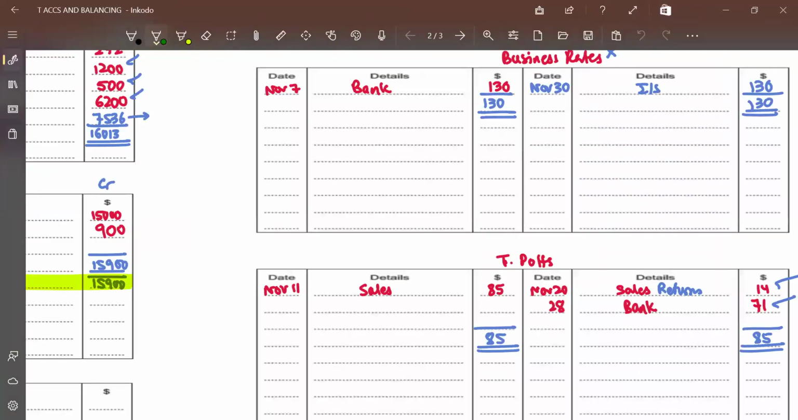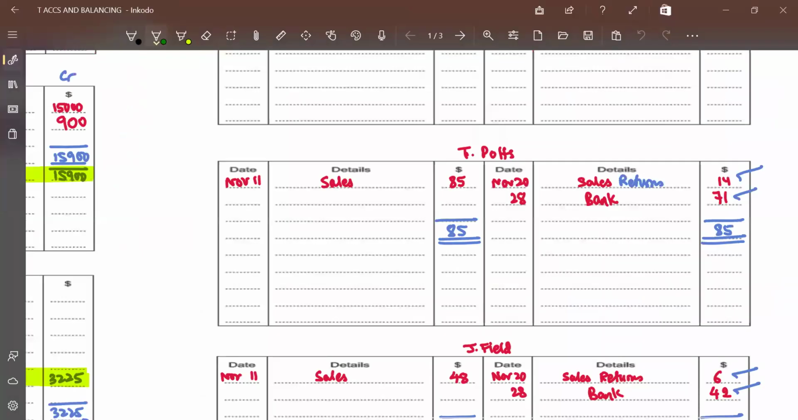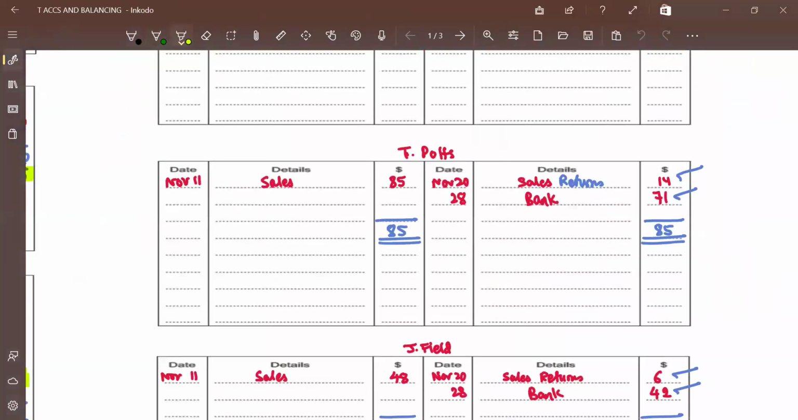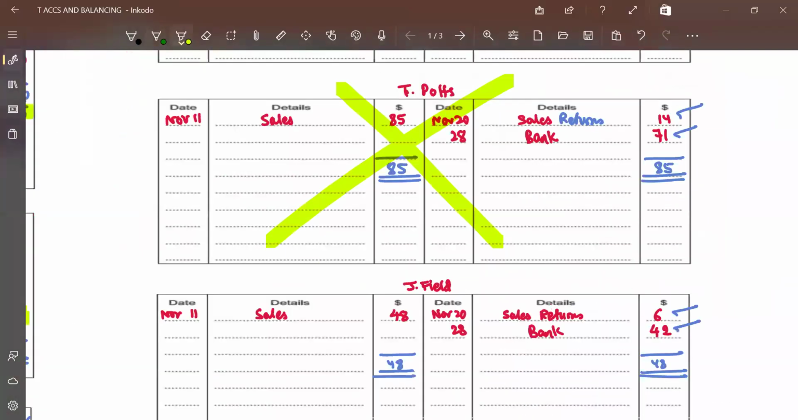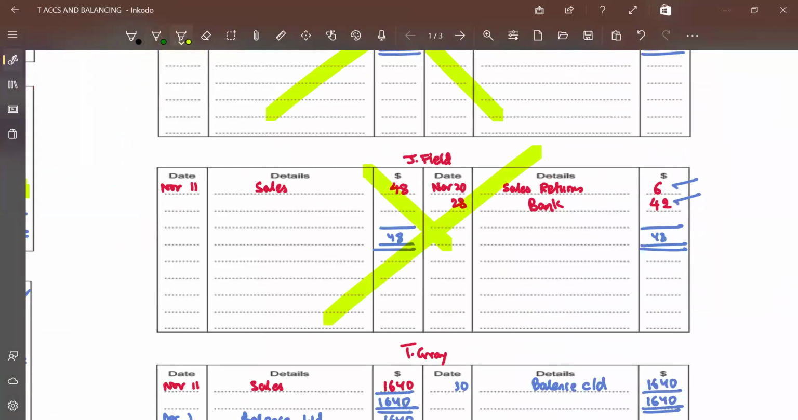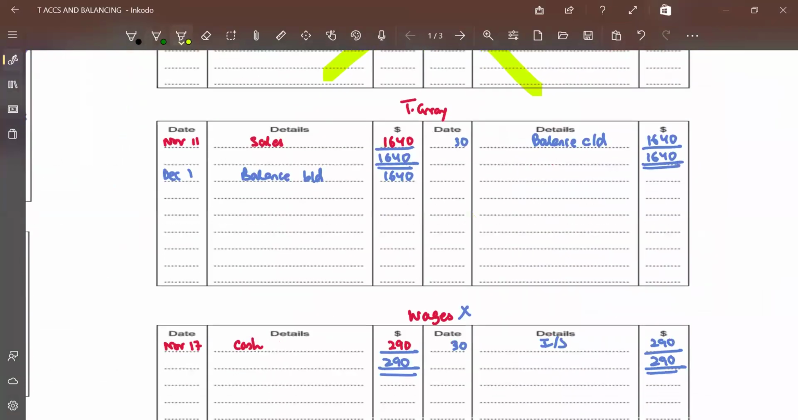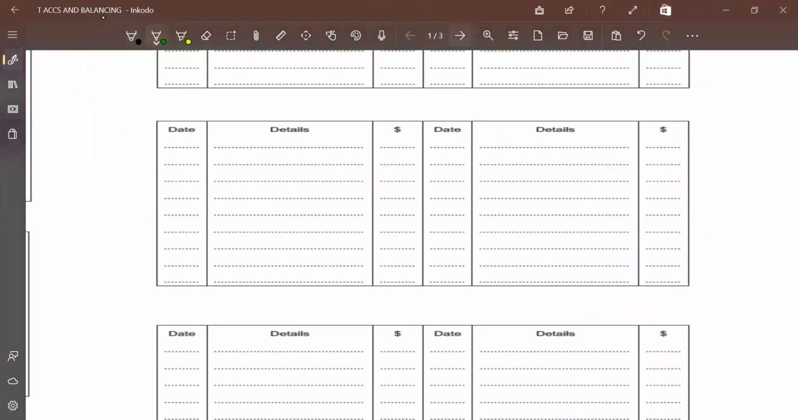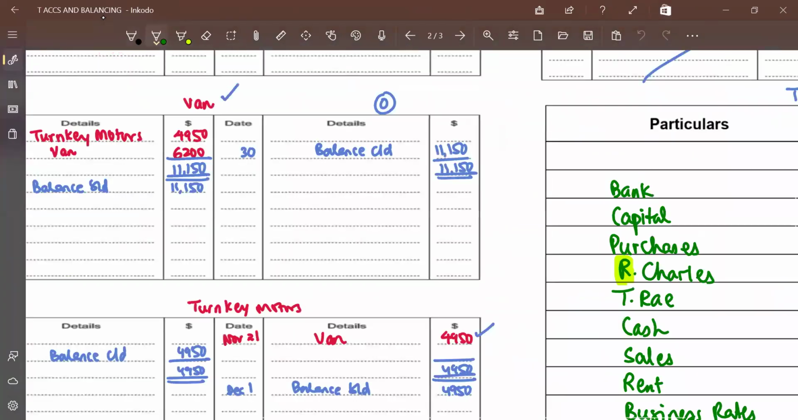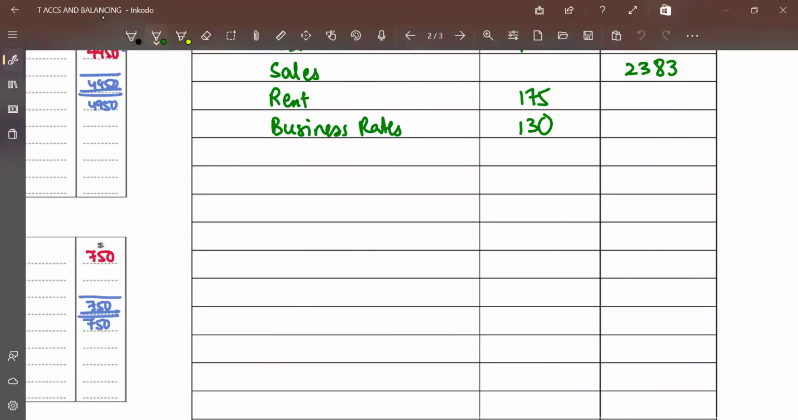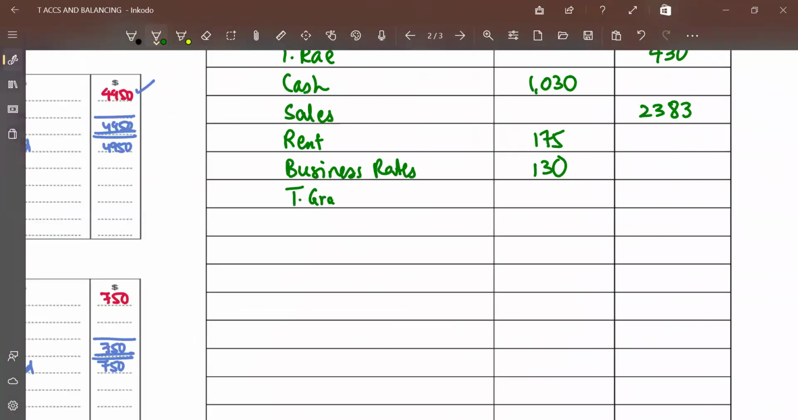Then let's talk about teapots. Do you have a balance for teapots? No, sir. The teapots account is already settled, so you don't have to take it to the trial balance. J Field is also already settled. You don't have to take it to the trial balance. T Gray has a balance on the debit side. The final balance brought on is on the debit side, 1640 T Gray. So I'm going to go to my trial balance. I'm going to write down T Gray, 1640 on the debit side.